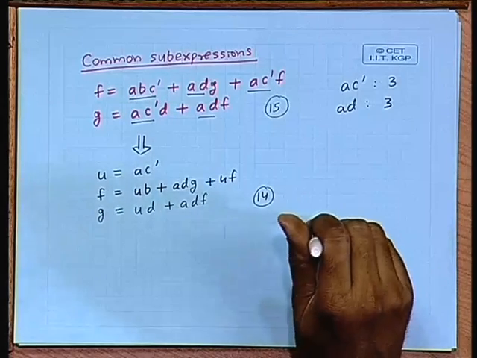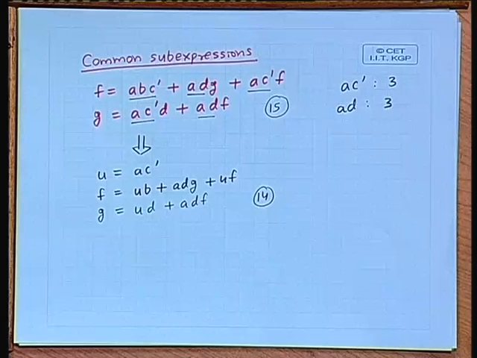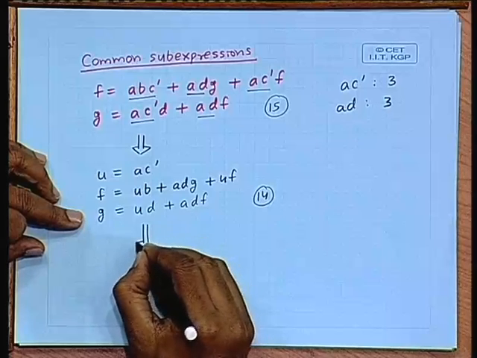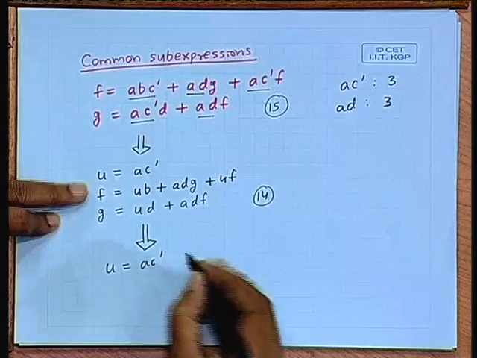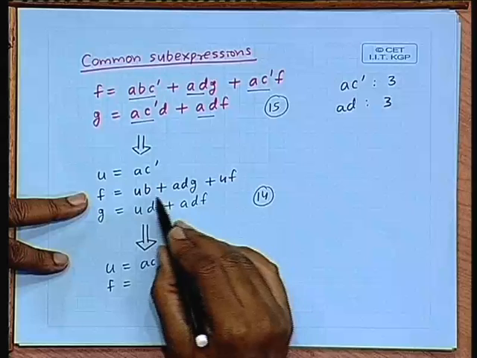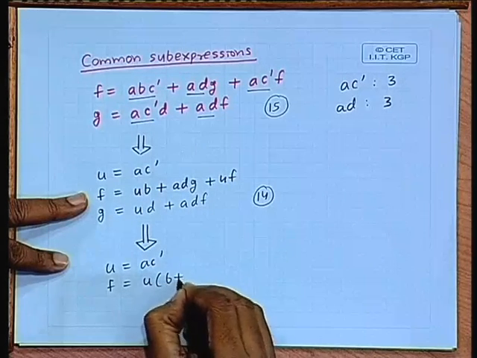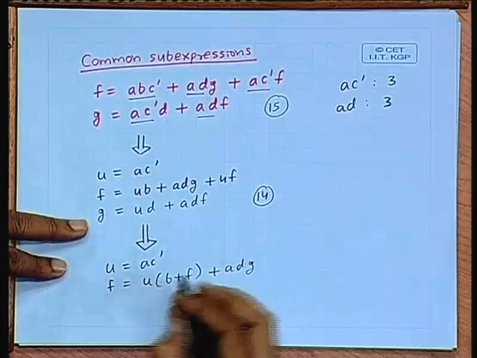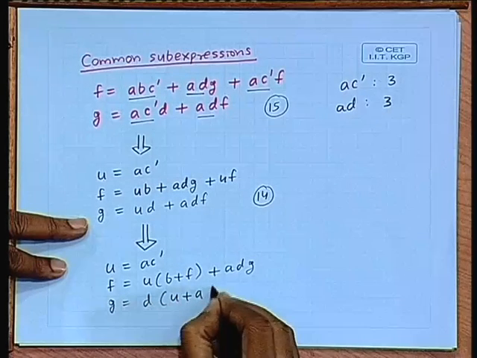So factoring is something which you should always try to do when your target is a CMOS realization. Even after doing this, you will be doing a further transformation using factoring. So U will be AC prime. For F, you see that you have a common sub expression U. So you take U common, B plus F or ADG. Similarly here you have D common in G. You take D out, U or AF.